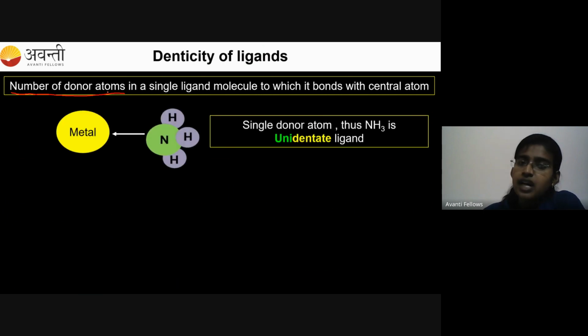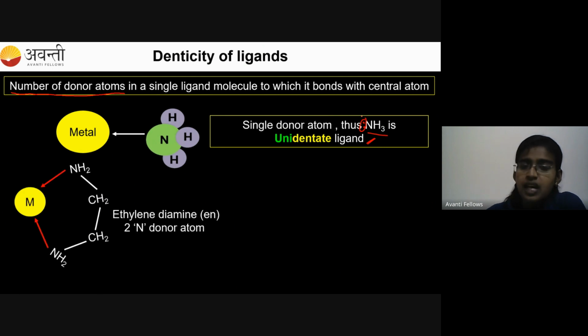Suppose a ligand has only one donating site, then that particular ligand is called a unidentate ligand. You see here, NH3 is a ligand and NH3 has one lone pair on nitrogen. Only those electrons can be donated to the metal, so only one donor site is there. So it is called a unidentate ligand.